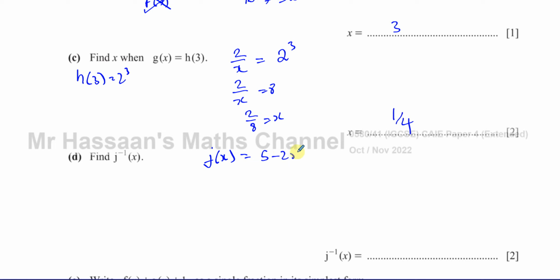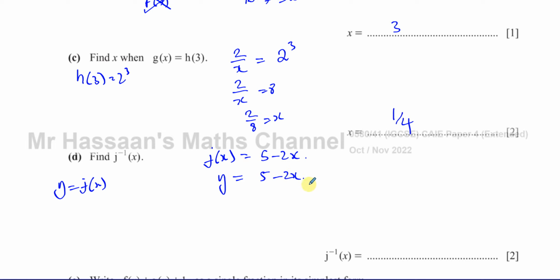Okay, we've got to find the inverse of this function. The inverse of a function basically undoes that function. And the simplest way to find the inverse, what I do first is I replace the name of the function with y. So I say let y equal j of x. Okay, so y is j of x. So I replace the j of x with y.